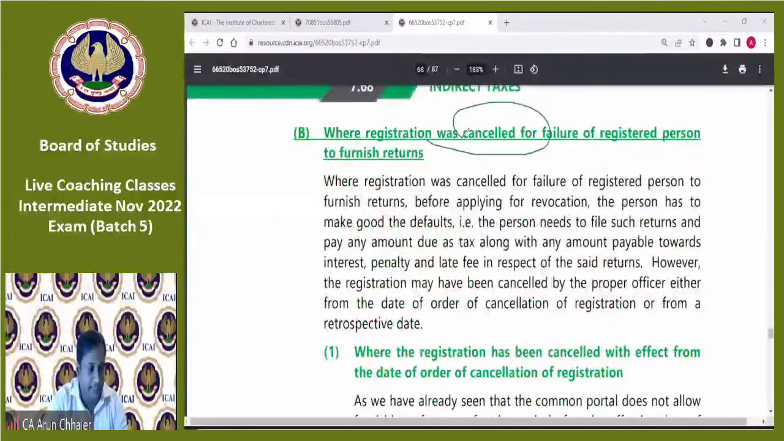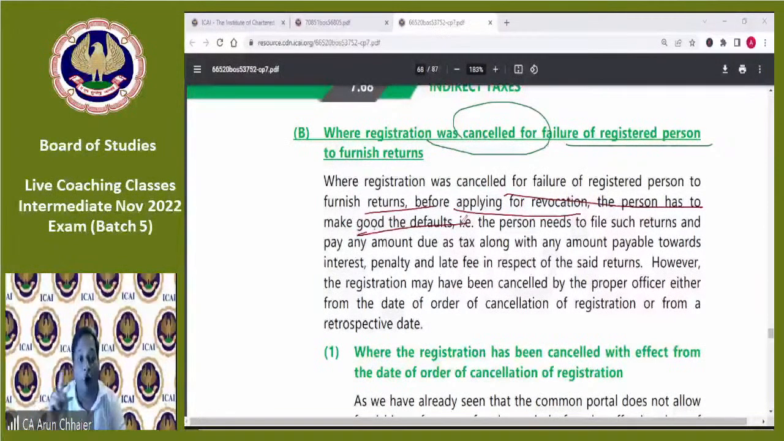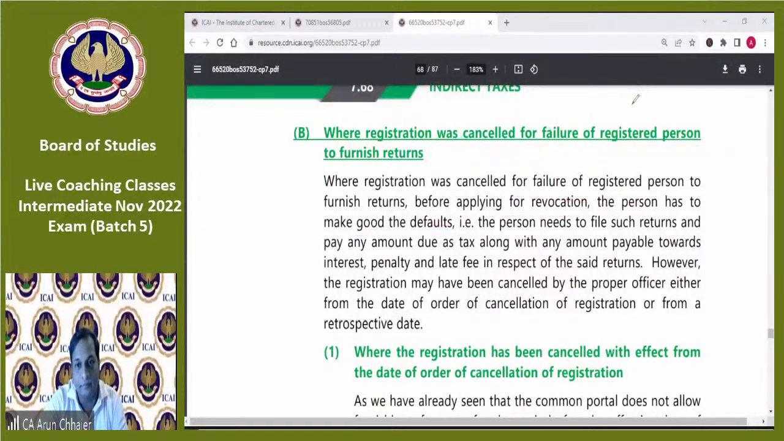When the registration was cancelled for the failure of the registered person to furnish returns, before applying for revocation the person has to make good the defaults. It means if the registration has been cancelled because of non-filing of returns, then he can make an application for revocation only when all the pending returns have been furnished, along with taxes, interest, penalty, late fees, etc.